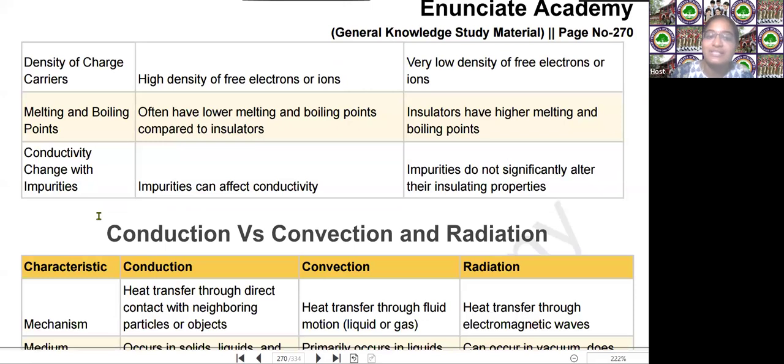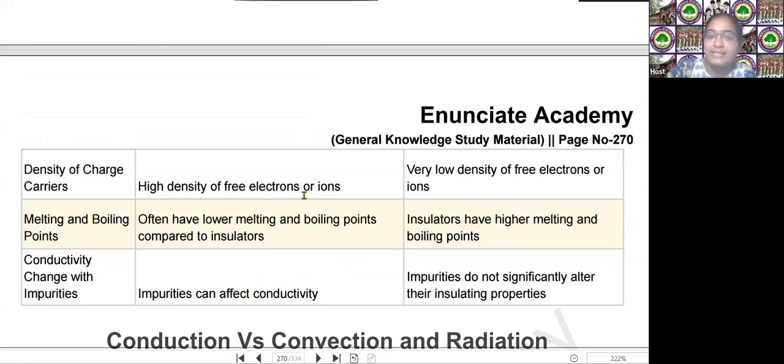Okay, conductivity changes with impurities. If a conductor has impurities, they can affect conductivity. For example, this is a gold ornament, and it has copper also. My earring is a gold ornament, but it is not pure gold. It has an impurity. What is the impurity? Copper is the impurity in my earring.